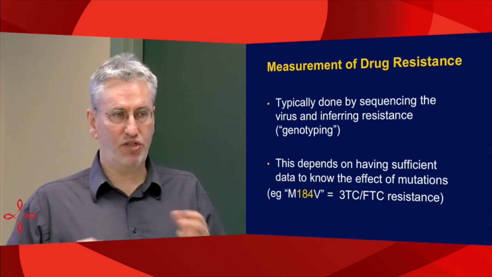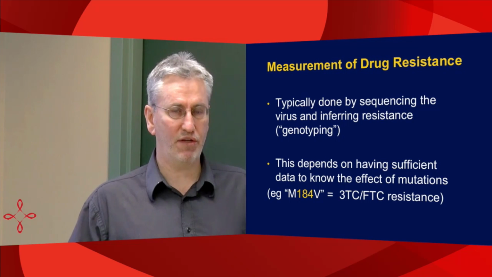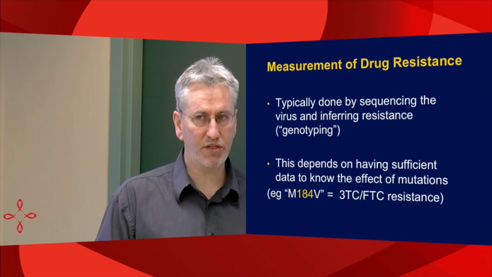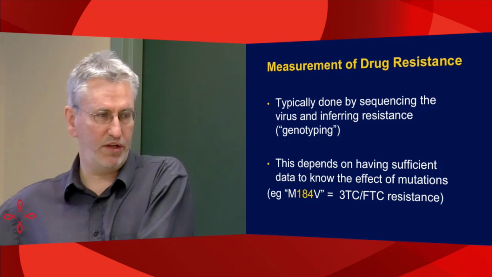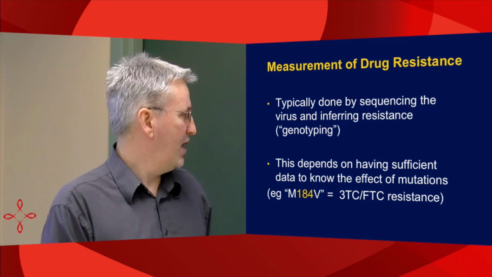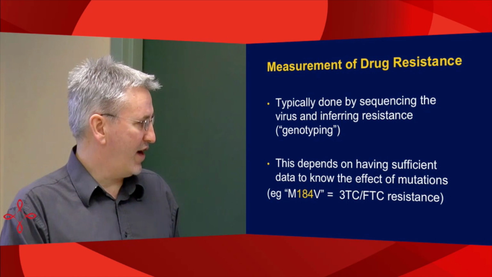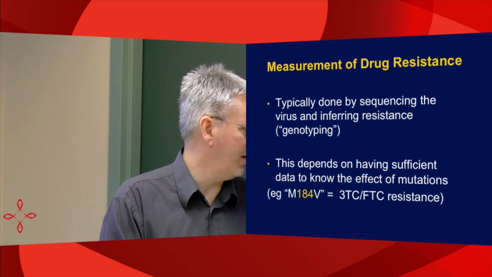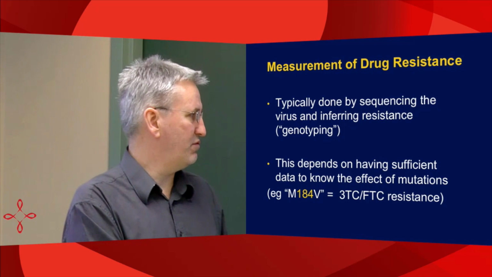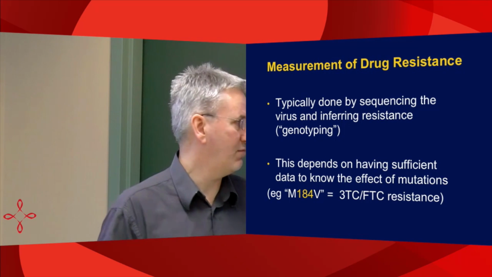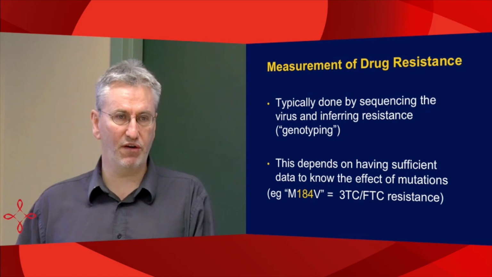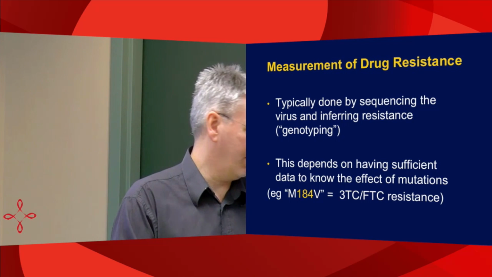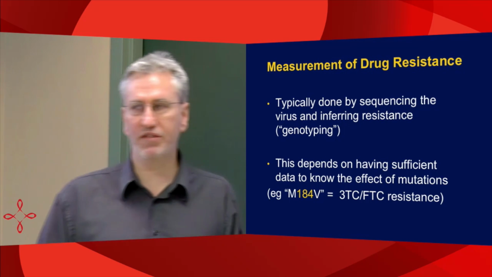And this genotyping really depends on us being able to look for mutations in the virus that we know are associated with a phenotypic effect or a clinical outcome effect in the patients. So for example, if we see methionine at position 184 in one gene of HIV changing to a valine, we know that this is associated with resistance to 3TC or FTC, for example. So this is one of the most common mutations, and there's hundreds of other mutations.